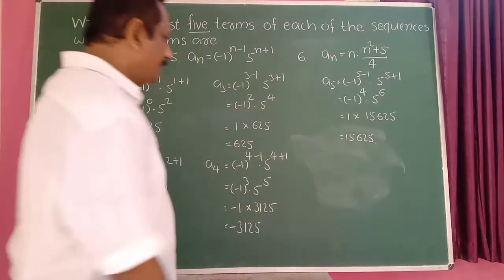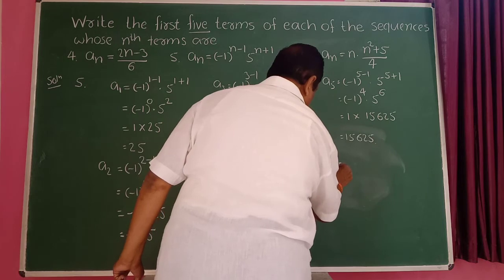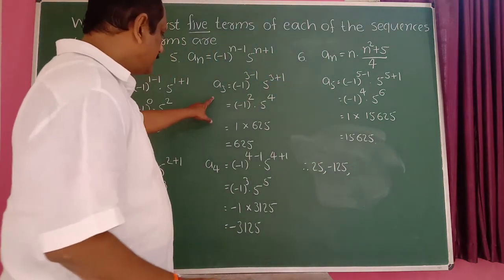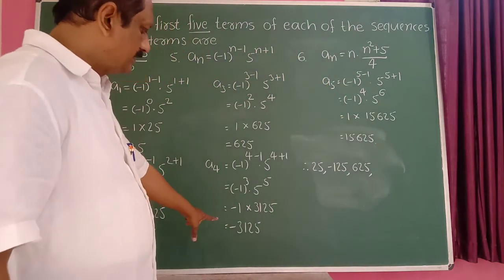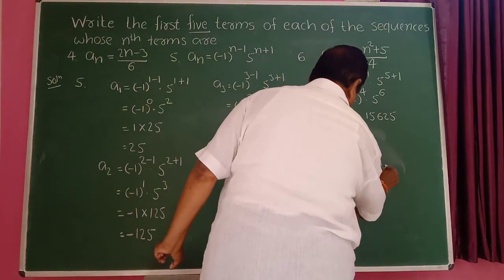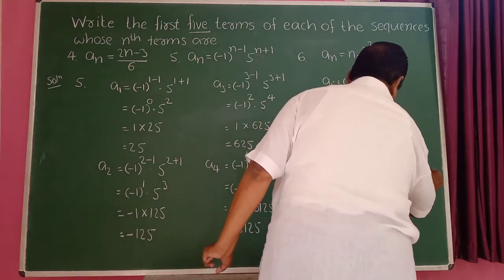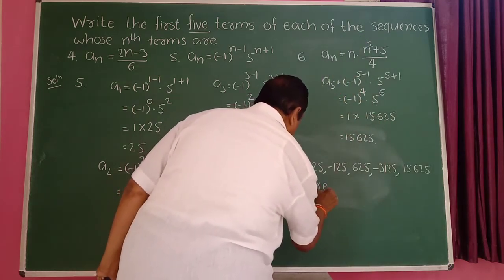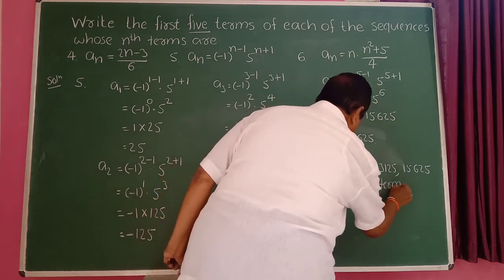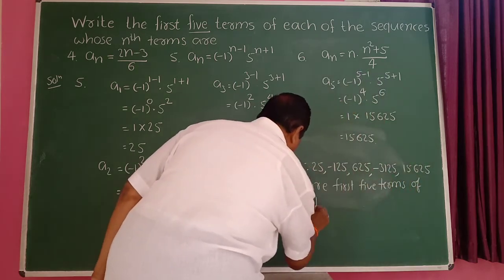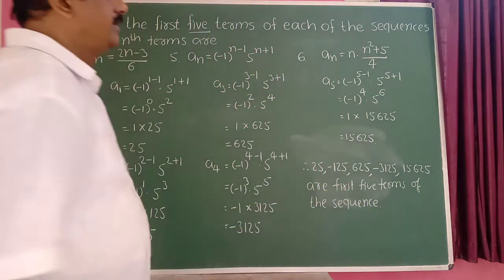Therefore, a1 is 25, a2 is minus 125, a3 is 625, a4 is minus 3125, and a5 is 15,625. These are the first 5 terms of the sequence.